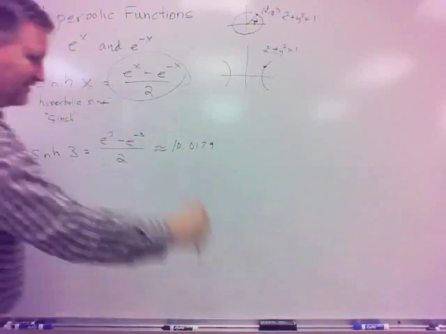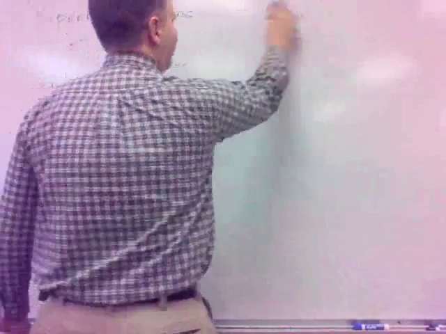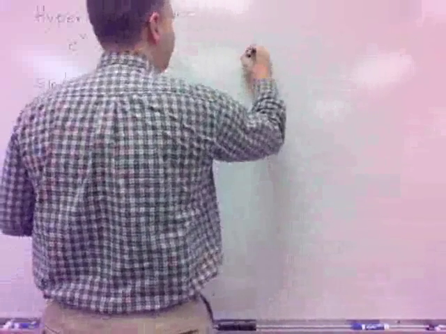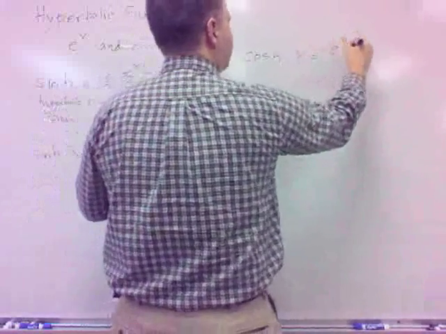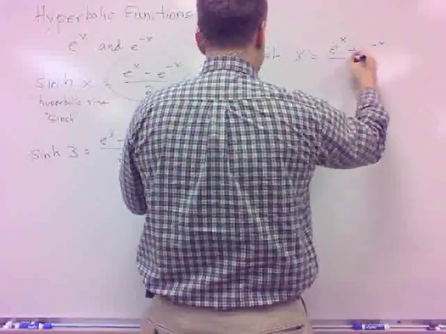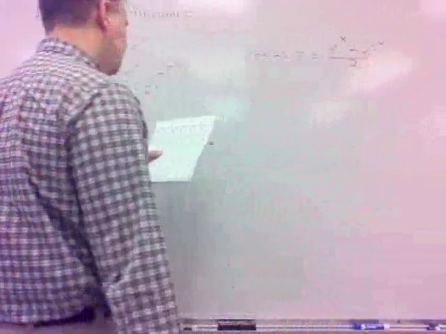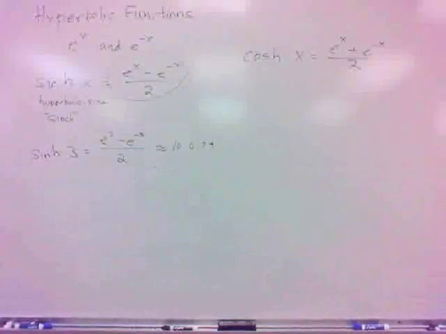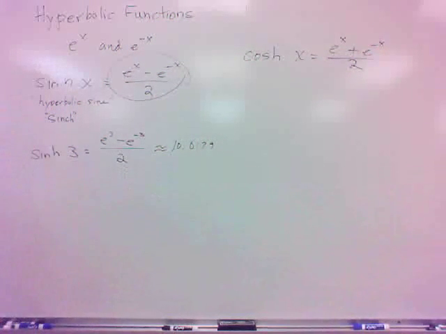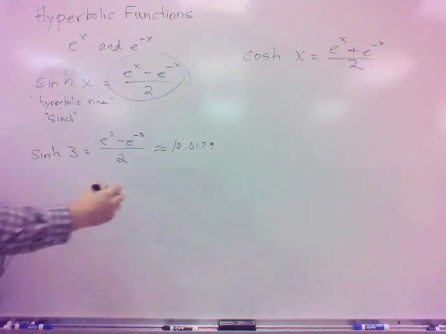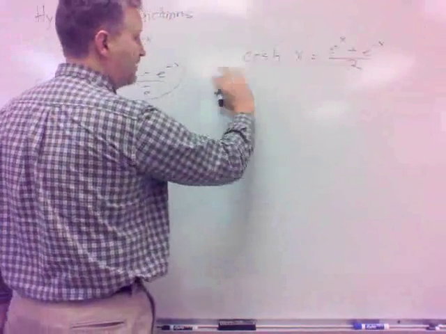Okay. Well, we've got cinch. So guess what else we've got? The hyperbolic cosine. We've got cosh. It's e to the x plus e to the minus x over 2. Now, here's where we can really see the connections coming into play. All right, so that's cosh.